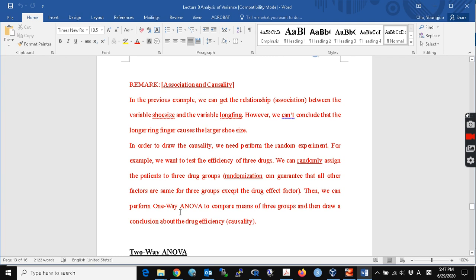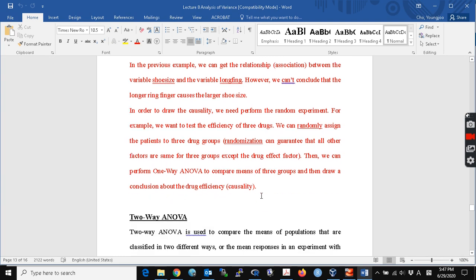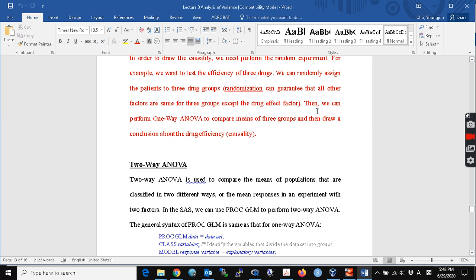Then we can perform one-way ANOVA in this example, and we can draw a conclusion about the drug efficacy. If there is a difference between the mean outcomes of the three groups, then we can say that the drug level changes the difference, which means that a change of drug level causes a difference in your response. If you do not have a randomized experiment, then you cannot claim causality here.